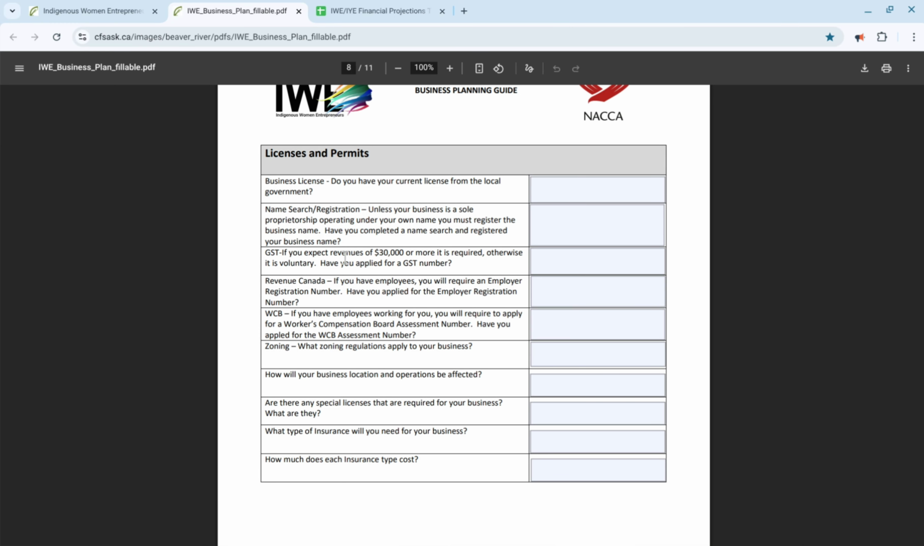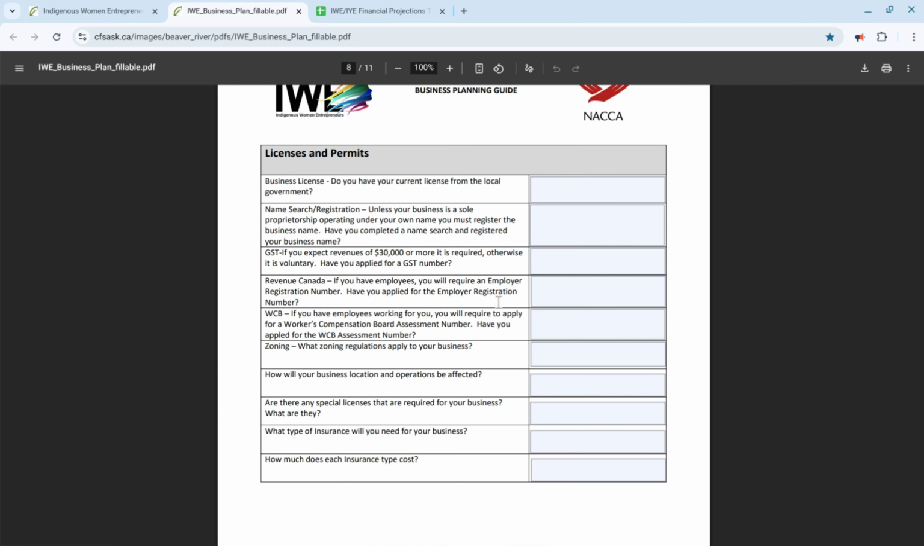If you expect revenues of $30,000 or more, it is required, that being $30,000 of taxable revenue over the course of 4 consecutive calendar quarters. So basically a 12-month period. If you're anticipating that much revenue, then you will have to register for GST, especially once you hit that mark. Otherwise, it is voluntary. So have you applied for a GST number? Indicate yes or no, or you're planning to soon. Just give some brief details there.